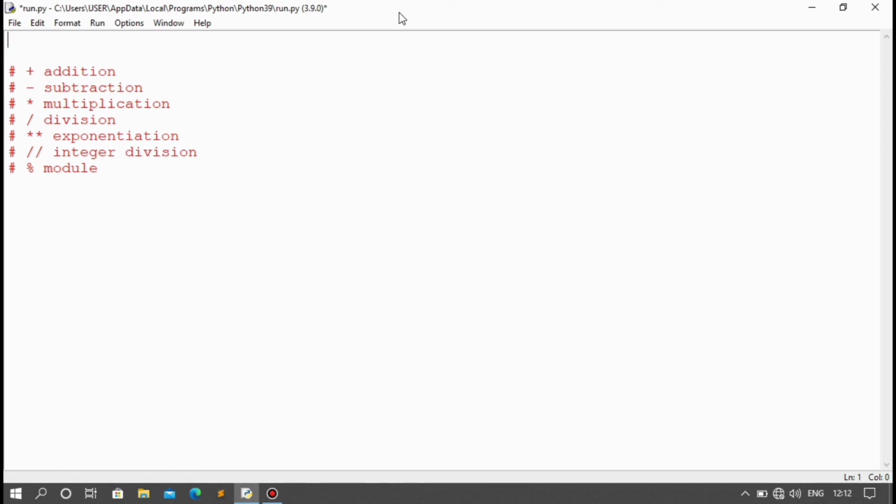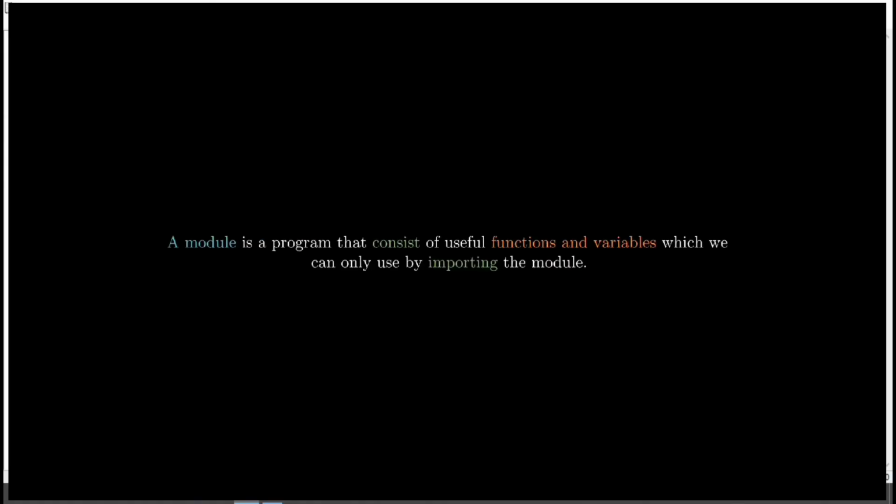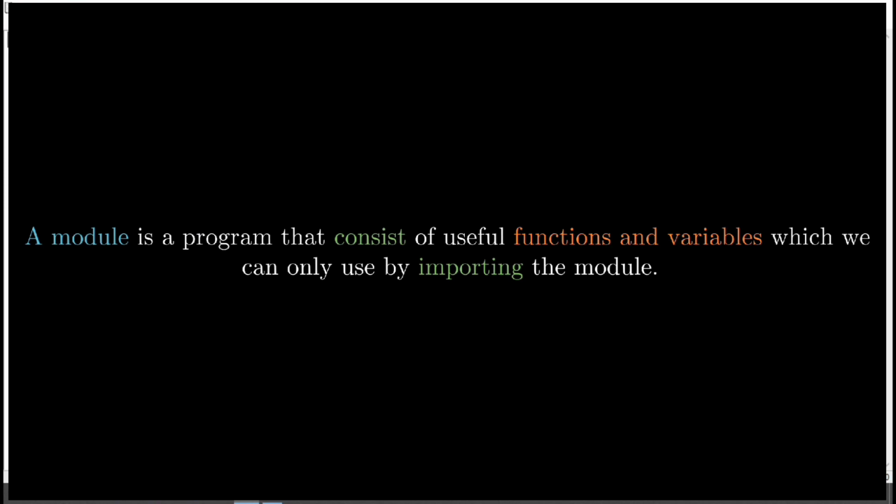Python includes many built-in functions already. Some of them are the print function, the input function, the int function, the float type, and other functions we have been seeing. A program can call all these functions easily and make use of them. Some functions exist in a separate program called a module. A module is a program that consists of useful functions and variables which can only be used by importing it. We won't talk much about importing in this tutorial. It's a topic worthy of a separate video.